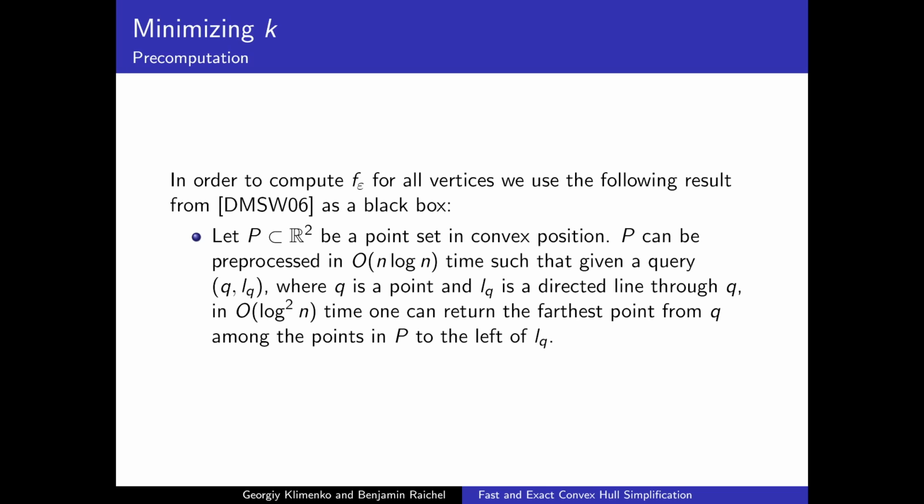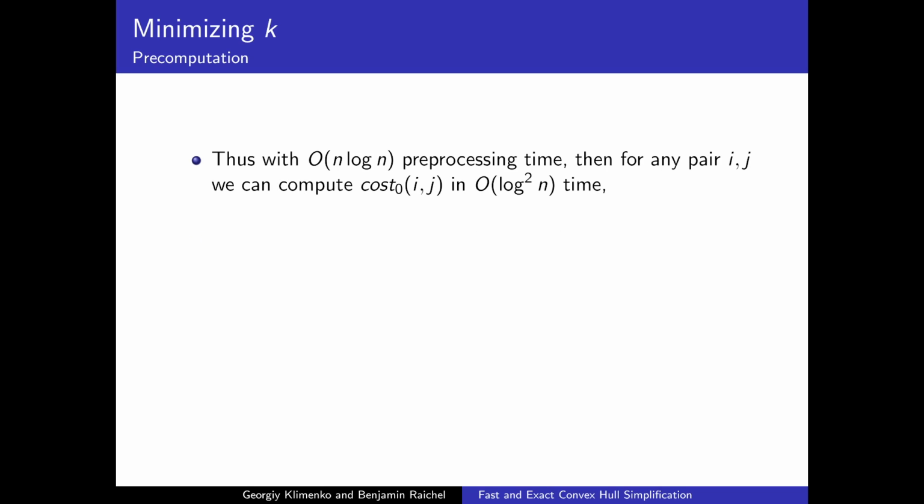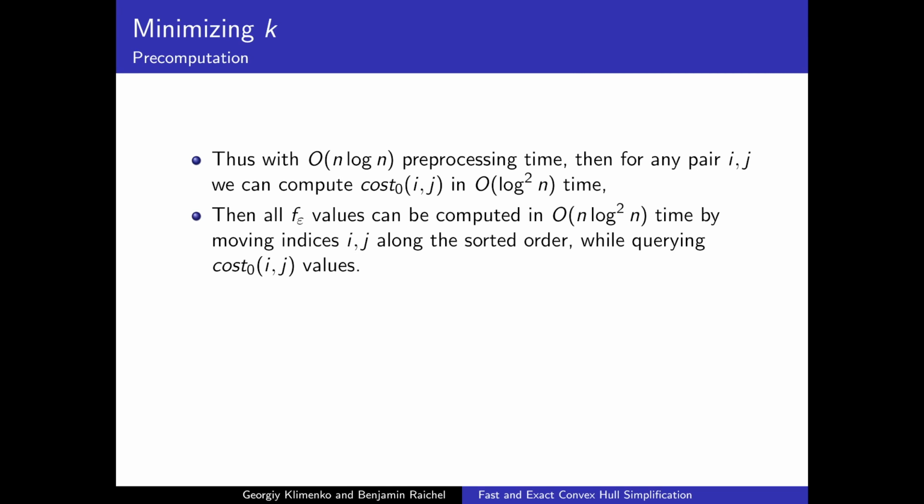To compute the f epsilon values, use the following result from the paper called Farthest Point Queries with Geometric and Combinatorial Constraints. I will not go into the details of the results, but with some additional work we can get log squared n query time for cost 0 values if we do the n log n precomputation. And this allows us to compute f epsilon values by doing a linear number of cost 0 queries.